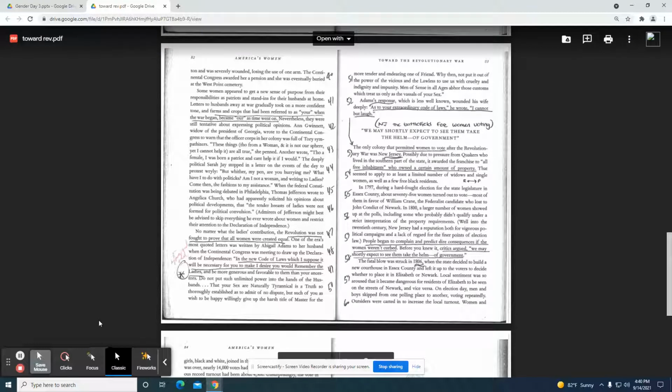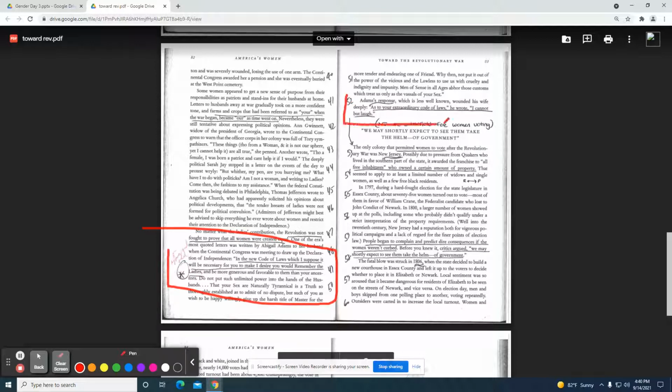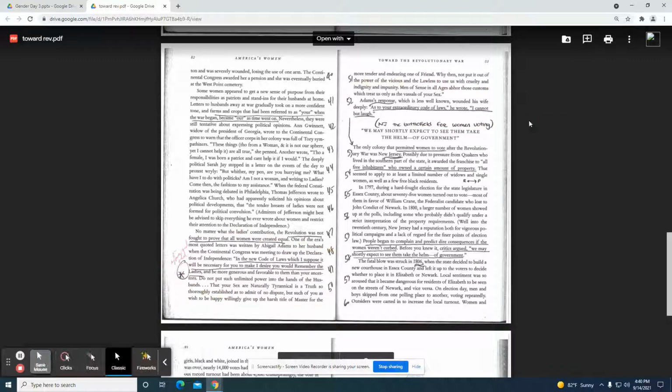Anyway, going back to Abigail Adams. She writes, basically telling him, look, remember the women. We participated. We supported you. We did our boycott. We did what we have to. And Adams' response, to your extraordinary code of laws, he wrote, I cannot but laugh. So in class, when I refer to this section, which I might do repeatedly, I cannot but laugh is a reference to his response to his wife's plea.